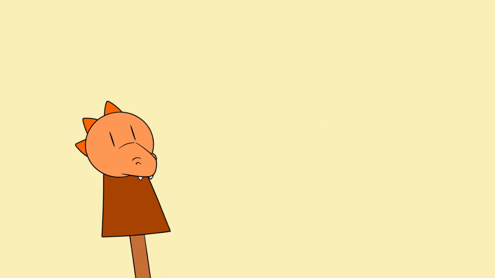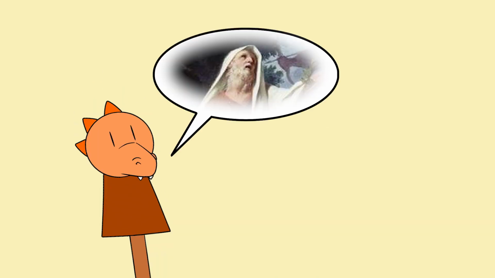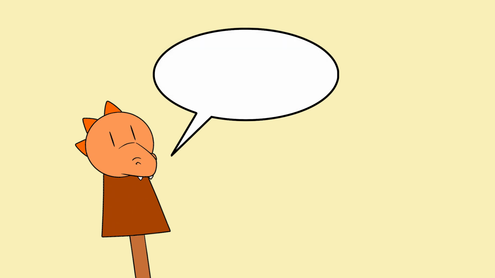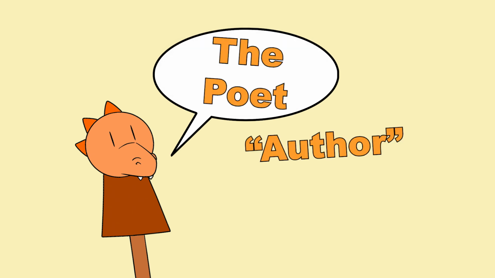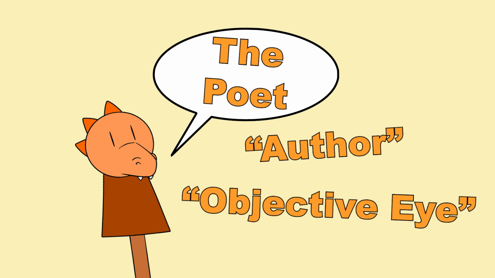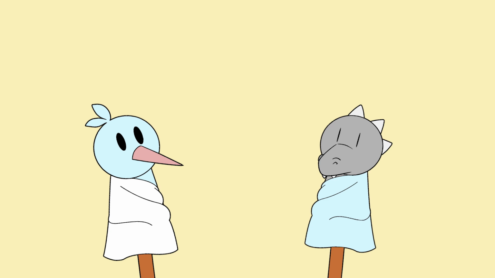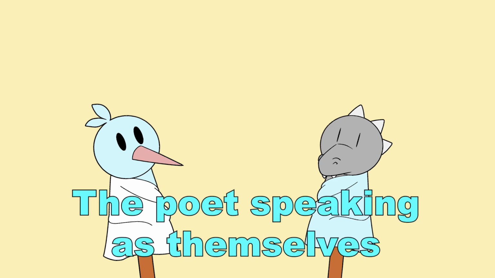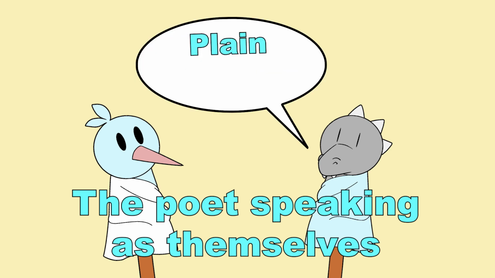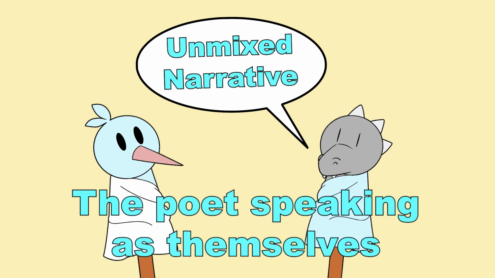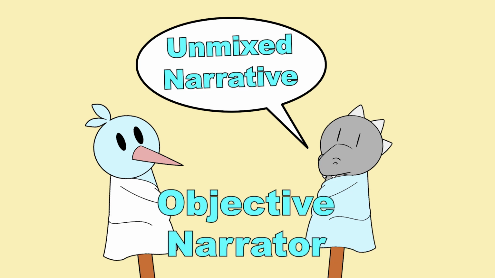However, Homer at other points tells the tale not by mimicking any of the characters, but by speaking as the poet, as the ultimate authority and objective eye on the events of the story being recited. Socrates points out the distinction to Adeimantus, and in the original Greek version of the text calls the poets speaking as themselves haplē diēgēsis, meaning plain or unmixed narrative. This is essentially what we think of today as an omniscient or objective narrator.